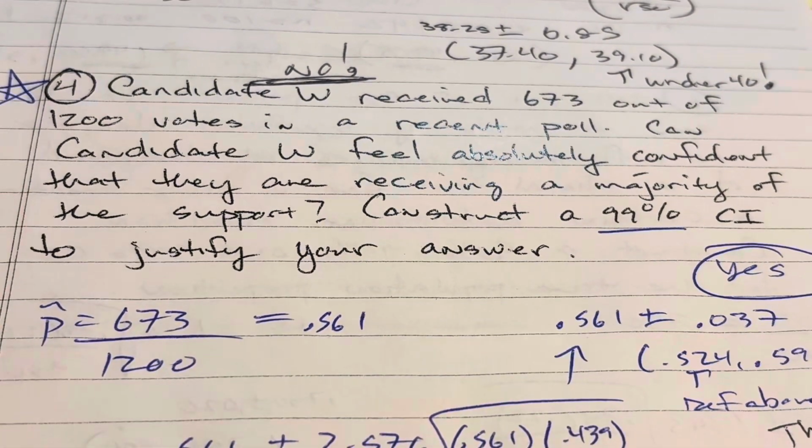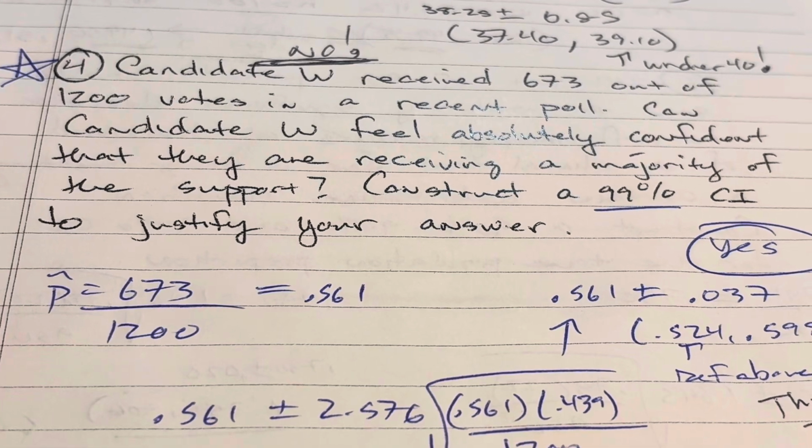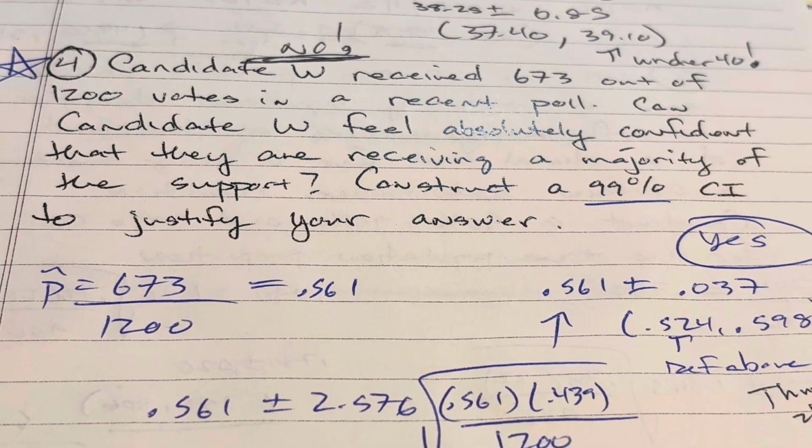All right, so we did the car company in a video for last Wednesday. Candidate W received 673 out of 1,200 votes in a recent poll. Can they feel absolutely confident they're receiving a majority of the support? Absolutely confident. All right, so that's a big question. Absolutely confident. Like, they're going to feel good about getting 56.1% of the vote, but absolutely confident.